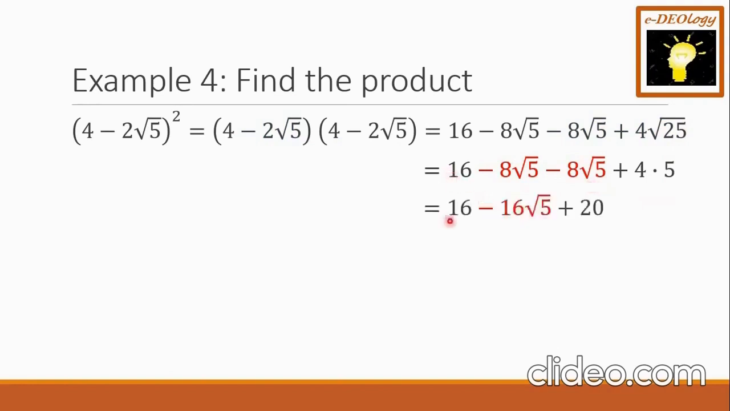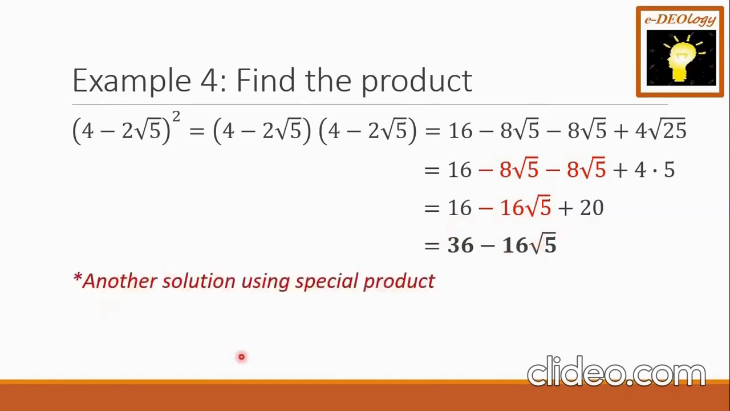So in the third line, we have this 16 here. And then combining these two terms, we have this negative 16 square root of 5, and then plus the product of 4 and 5 is 20. So we can now add the 16 and the 20, it becomes 36. Then we simply copy this negative 16 square root of 5. So this is our final answer.